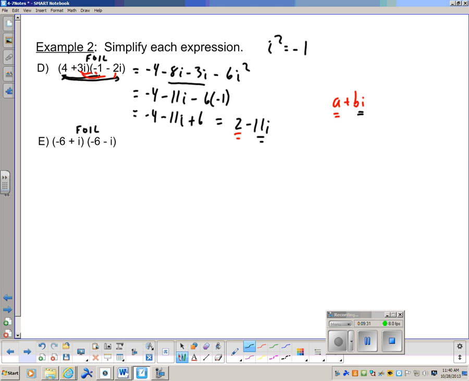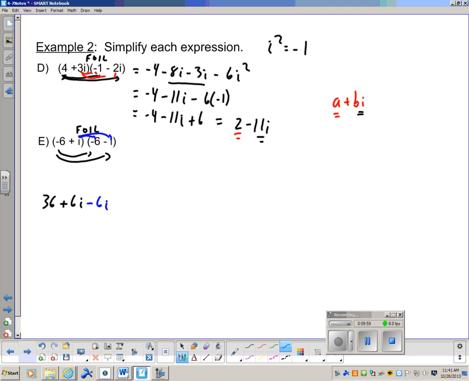All right, I'm going to do the same thing with letter E there. It's a multiplication problem. I've got to take negative 6 and multiply by everything over there. Negative 6 times negative 6 is 36. I've got negative 6 times a minus i here gives me a plus 6i. And then I'm going to go ahead and take i times everything over here. So i times a negative 6 is a minus 6i. i times a negative i there, negative i.